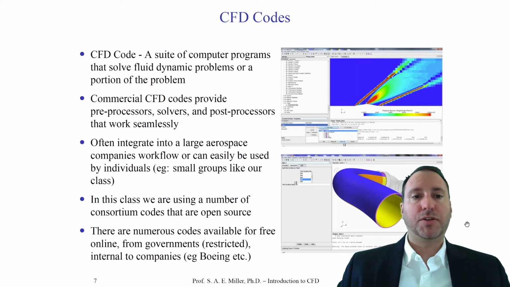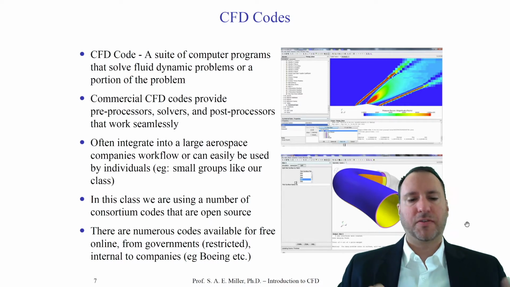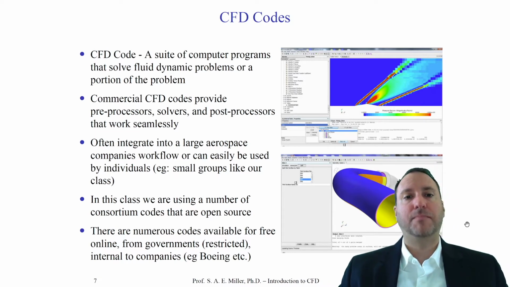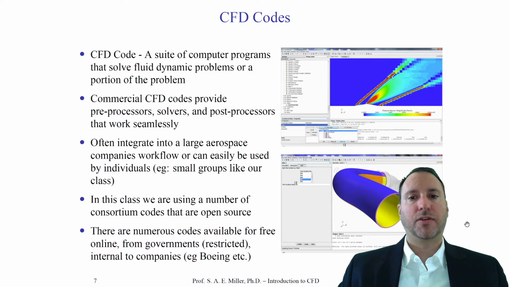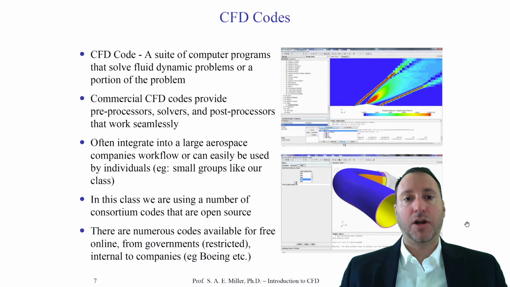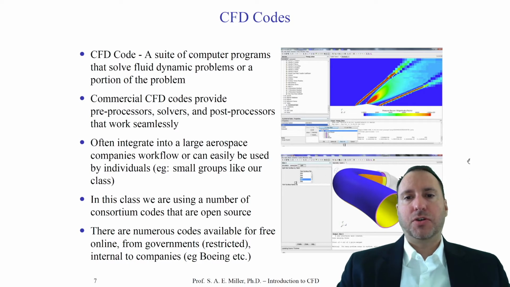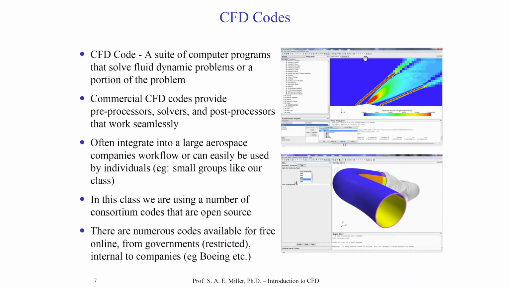For example, commercial CFD codes usually provide all these sets of suites as a single package, which you, of course, have a license for. That means you pay money for it, usually on a yearly or monthly basis, or sometimes on a time basis, the number of hours you use it. So these codes contain a preprocessor, the actual solver, which is the actual CFD code, and the post-processor. And these all work seamlessly in one program. These can be shown in the figures on the right here.